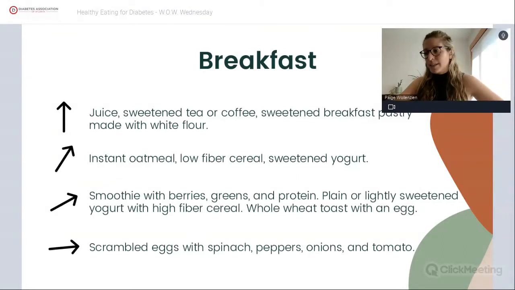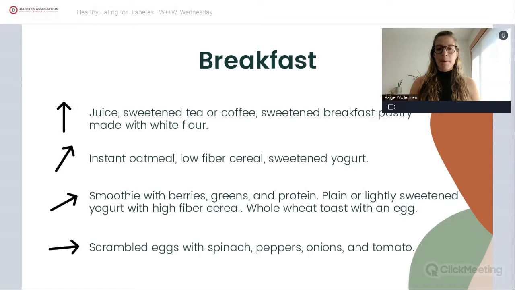My favorite protein to add to smoothies is yogurt. Also, if you really are having a hard time thinking of a protein to add to a food, you can always have it on the side. So you could have a smoothie with a hard-boiled egg on the side of it. Plain or lightly sweetened yogurt with a high fiber cereal, or whole wheat toast with an egg.